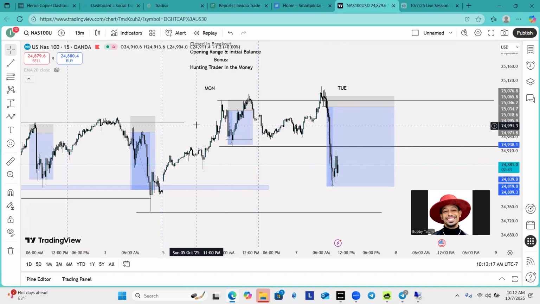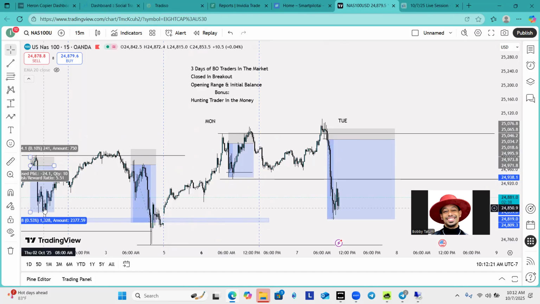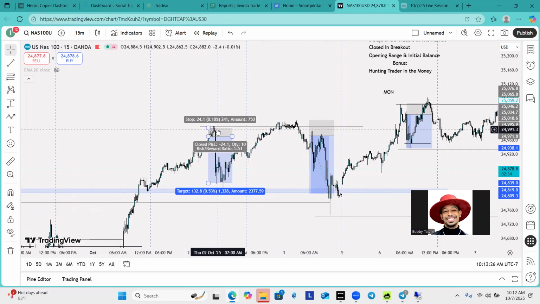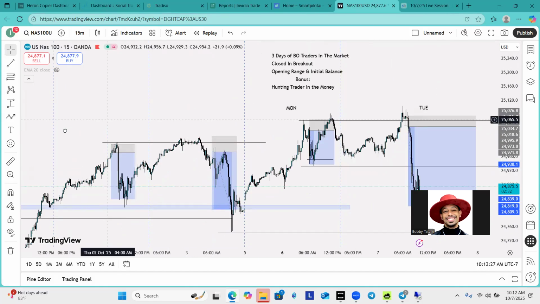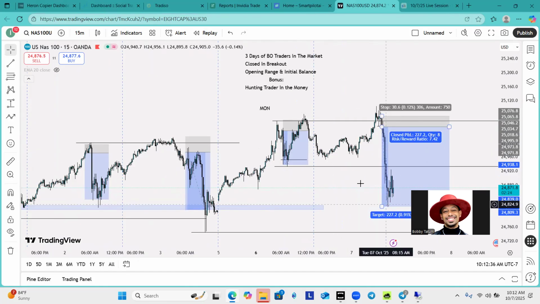So also on this concept, I want to speak about, right? Like I said, we have 3 days of breakout traders in the market, right? Because you see on Thursday, we have Friday, that was a breakout. No, this is Thursday, excuse me. Thursday was a breakout. Friday was a breakout. Monday was a breakout. And then Tuesday is where we got the big move, right?